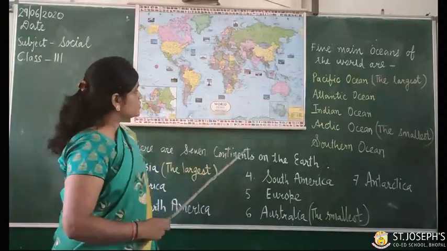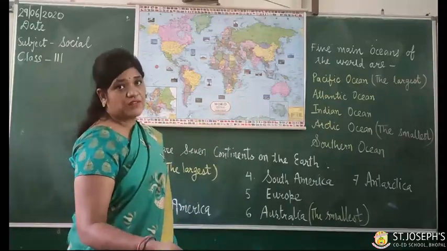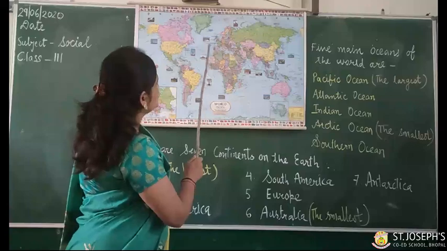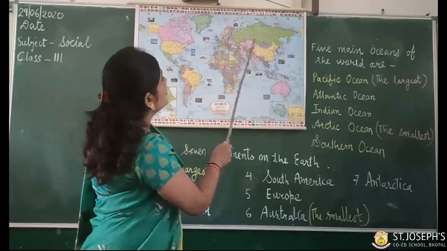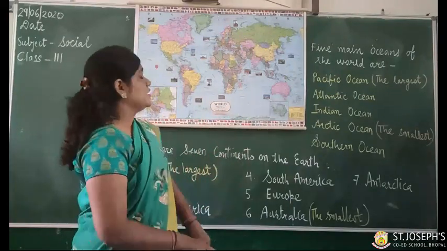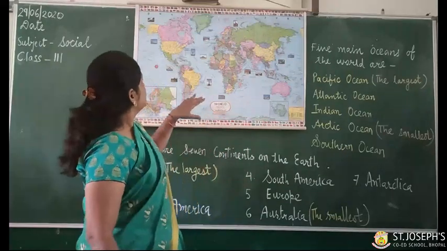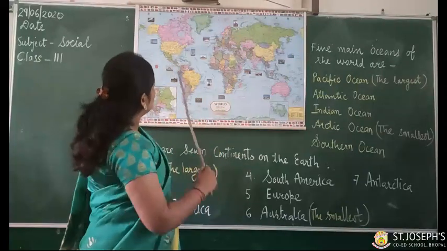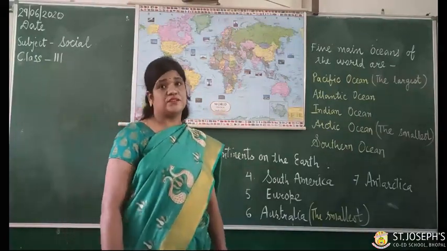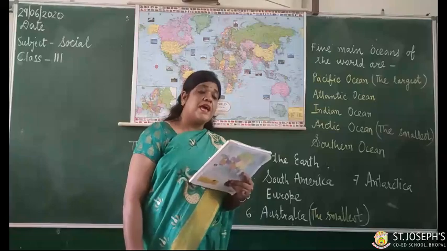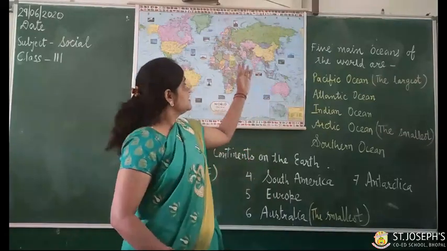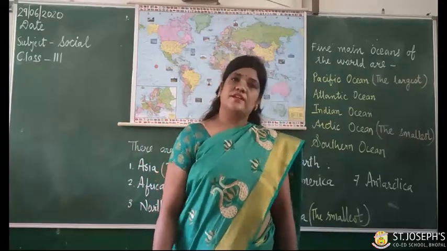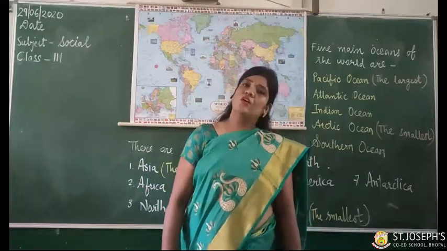As it is a world map, children, I'll tell you about the 7 continents afterwards. This is North America, this is South America, this is Europe, then here it is Africa, then Asia, then Australia. And 3/4 of the earth is covered with water bodies. In the map you can see these large water bodies, and these water bodies are called oceans.